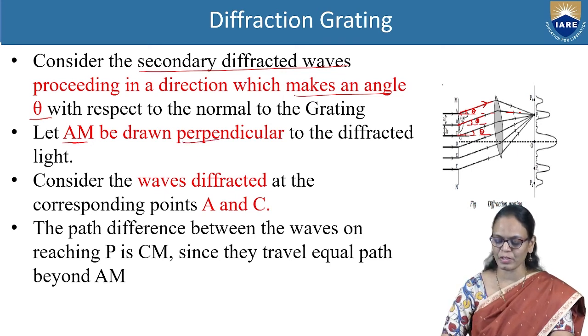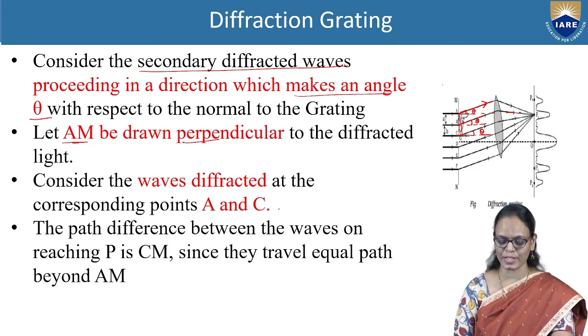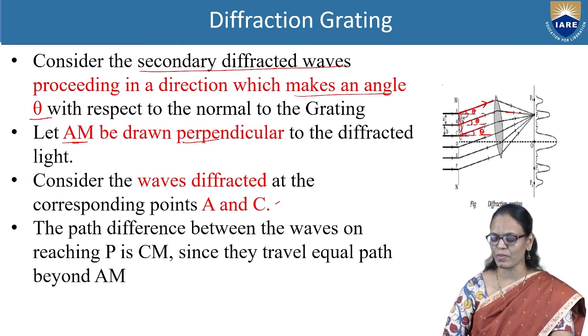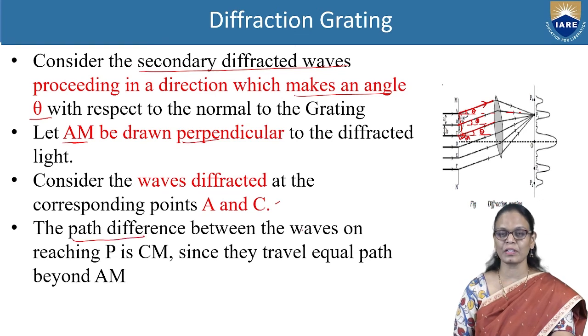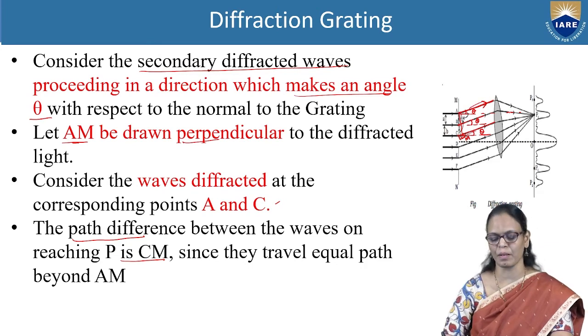Now what we are going to do, we are going to draw AM perpendicular to the diffracted beam. So from here, we are going to drop a perpendicular AM onto the next line. So consider the waves that are diffracted at the corresponding points A and C. From A, if you see the path, and from C, the path traveled by them is the same. What is different here is only CM. So the path difference between the waves is given by CM, since they travel equal path beyond AM. So after AM, the path traveled is the same. So the path difference is calculated by CM.